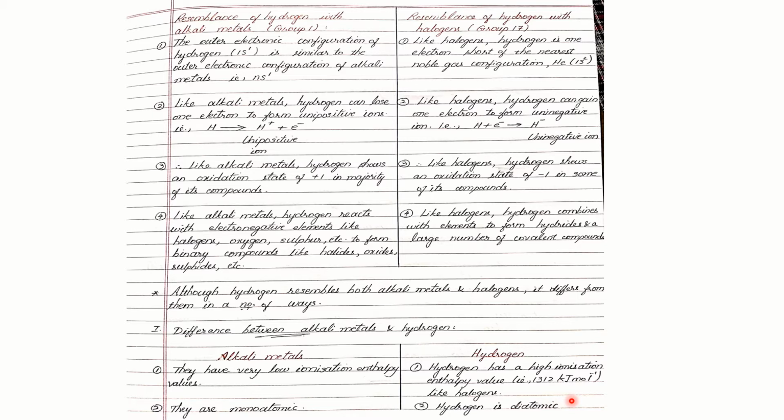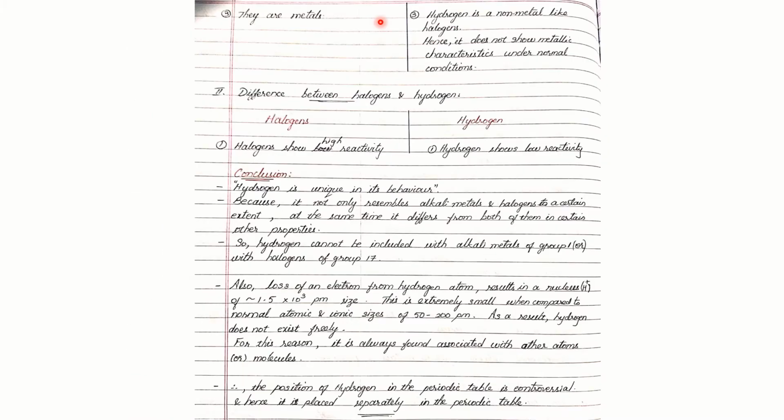Alkali metals can exist in the monoatomic state, but hydrogen can exist only as a diatomic molecule in nature. So this is how hydrogen differs from alkali metals. There's one more difference between hydrogen and alkali metals. While alkali metals are all metals as their name itself would suggest, hydrogen is a non-metal like halogens. For this reason, it never shows metallic characteristics under normal conditions, but hydrogen behaves like a non-metal.